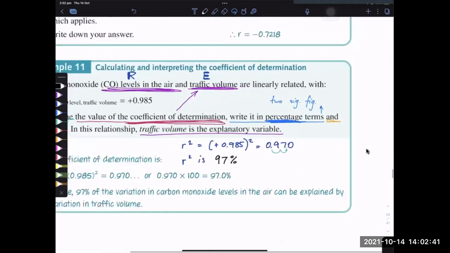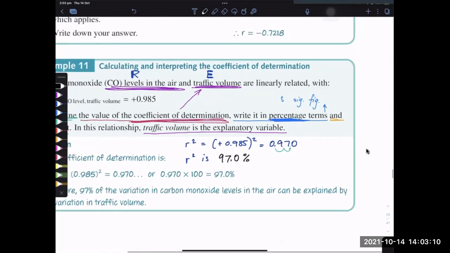But if it said 3 significant figures, then we would have to include that 0.0. Does that make sense, Danny? Good question. So if it said 3 sig fig, then we would have to write 97.0. That's 3 significant figures now. All right.